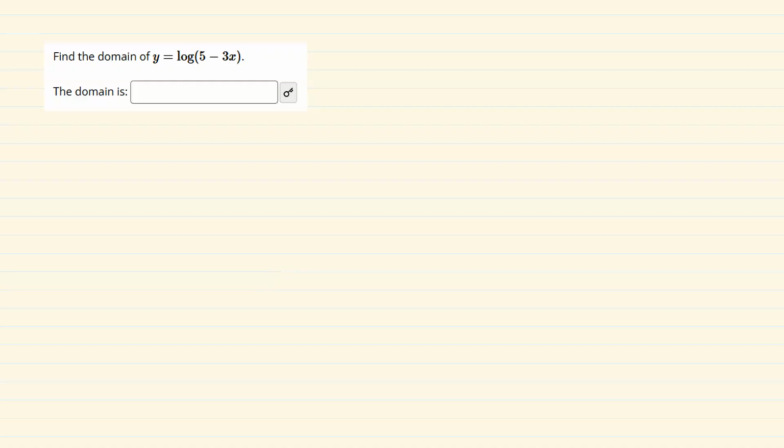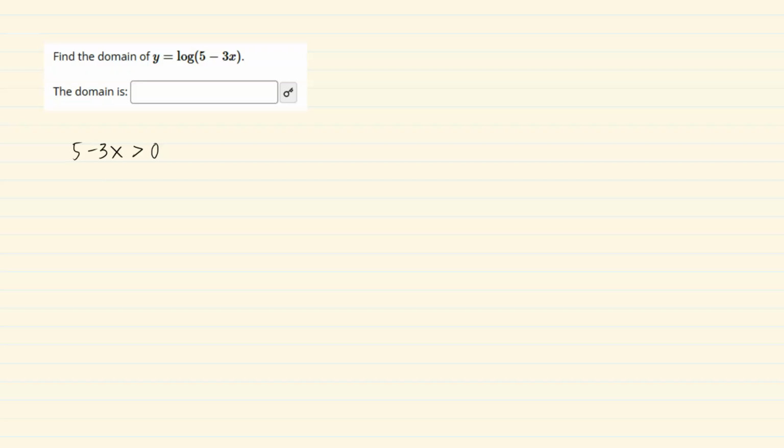So we have 5 minus 3x. A non-positive gives us an error, meaning if what's inside the logarithm is greater than 0, then we should be in good shape, and that will be part of our domain. So let's solve this. So 5 minus 3x is greater than 0.